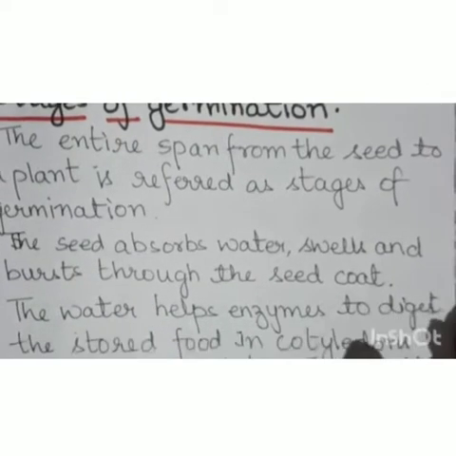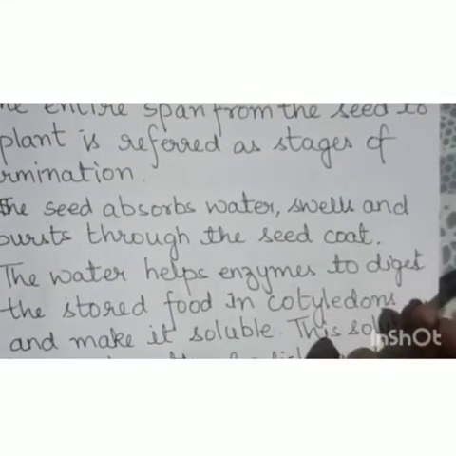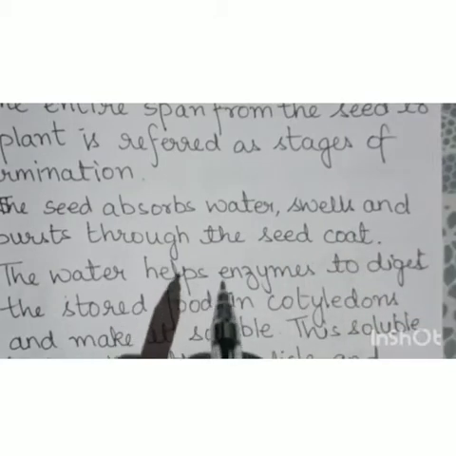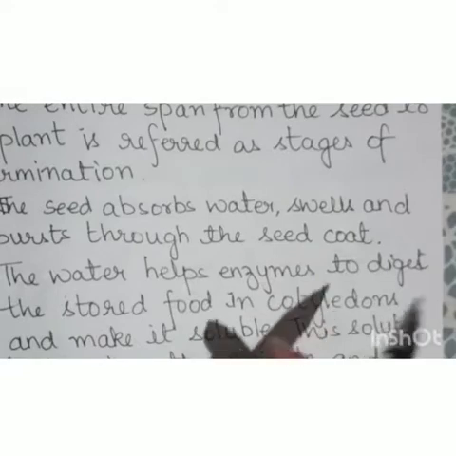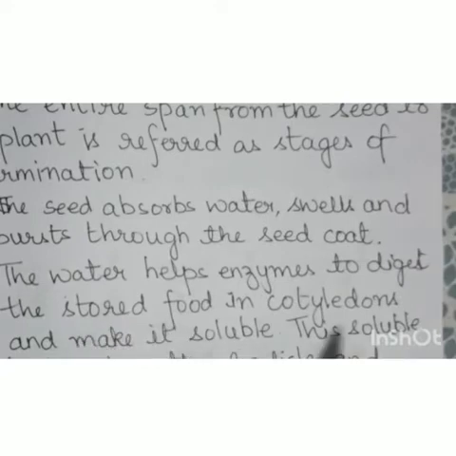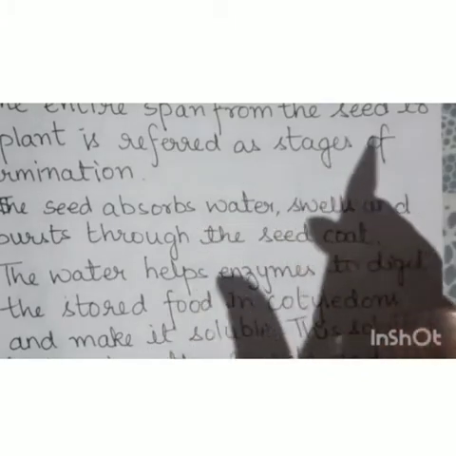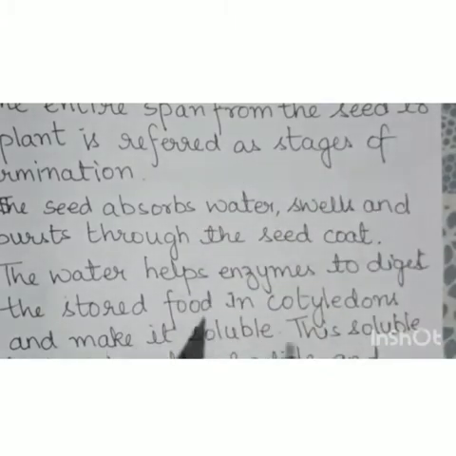The cotyledons contain the stored food for the embryo. So the water helps enzymes to digest the stored food in cotyledons, and then it makes it soluble. And this soluble food makes a radicle which further grows into root, and plumule which grows into a shoot, present in the seed to grow.